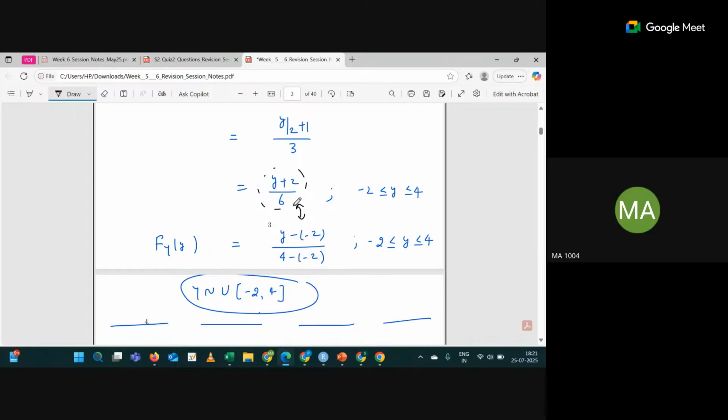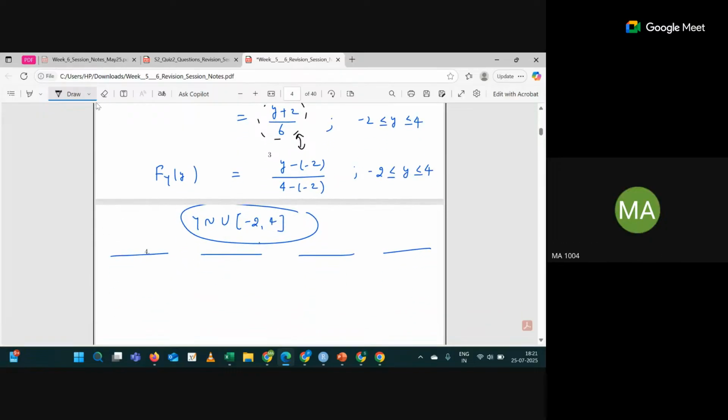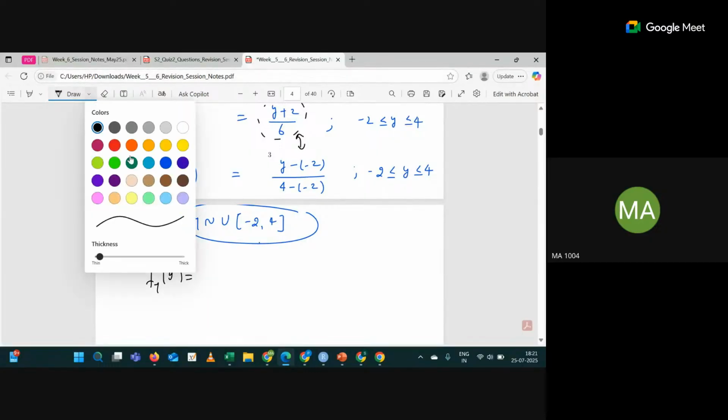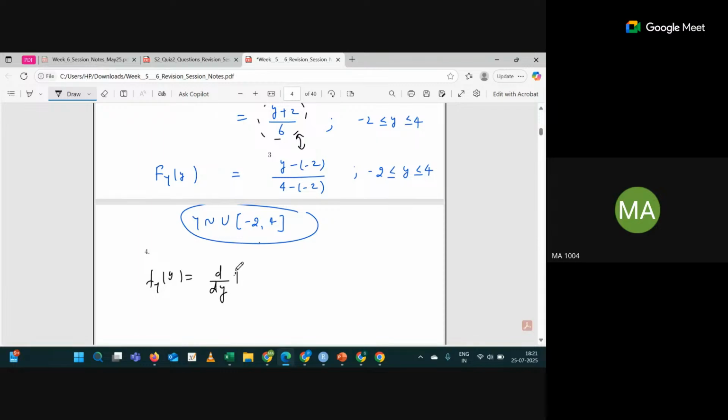One more thing you can do here. If you differentiate this part, what will you get? 1 by 6 only. If I would like to write a small f of y, I can write d upon dy of F_Y of y, would you agree with me? This is 1 by 6. Can I write 1 upon (4 - (-2)), since I know the support of Y? Now, if you relate this formula, this is the PDF of a uniform random variable or not?